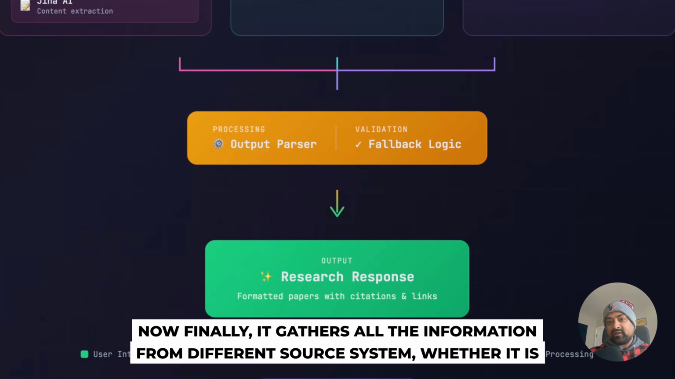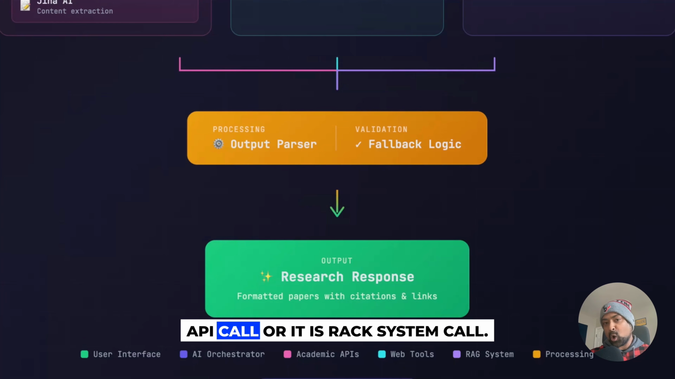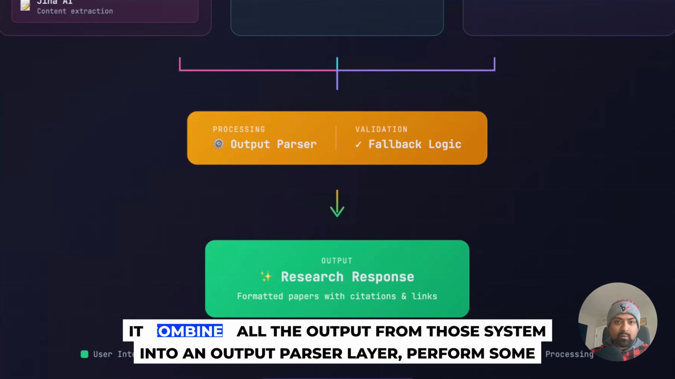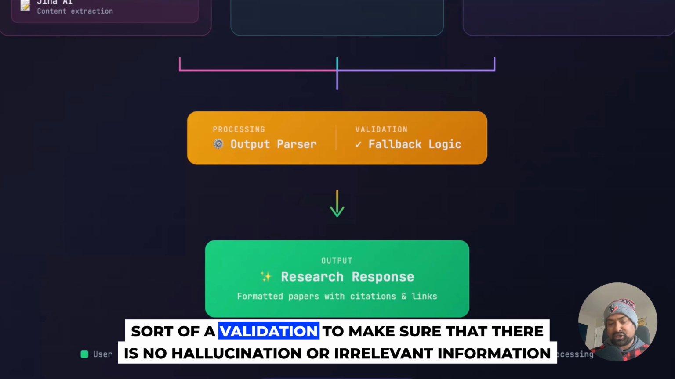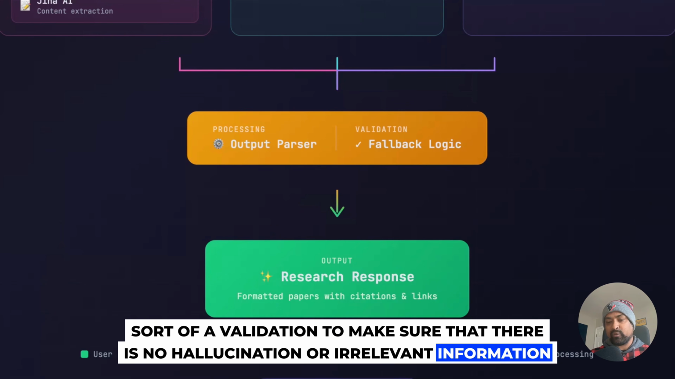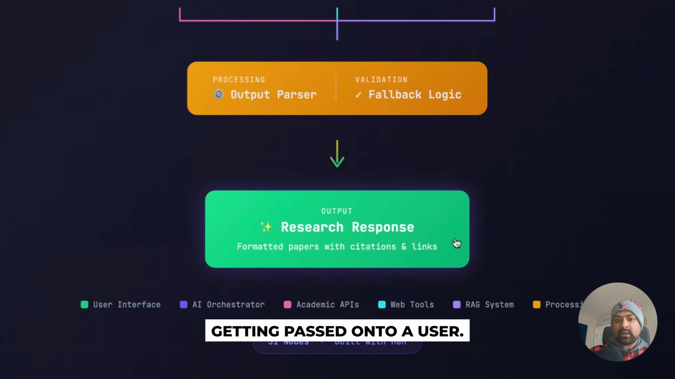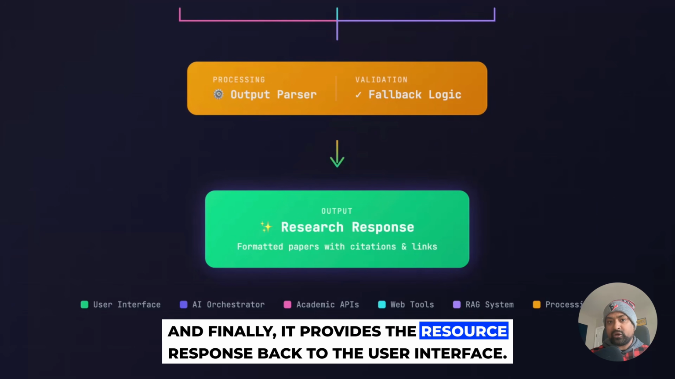Now, finally, it gathers all the information from the different source systems, whether it is an API call or a RAG system call. It combines all the output from those systems into an output parser layer, performs some sort of validation to make sure that there is no hallucination or irrelevant information getting passed on to the user. And finally, it provides the research response back to the user interface.